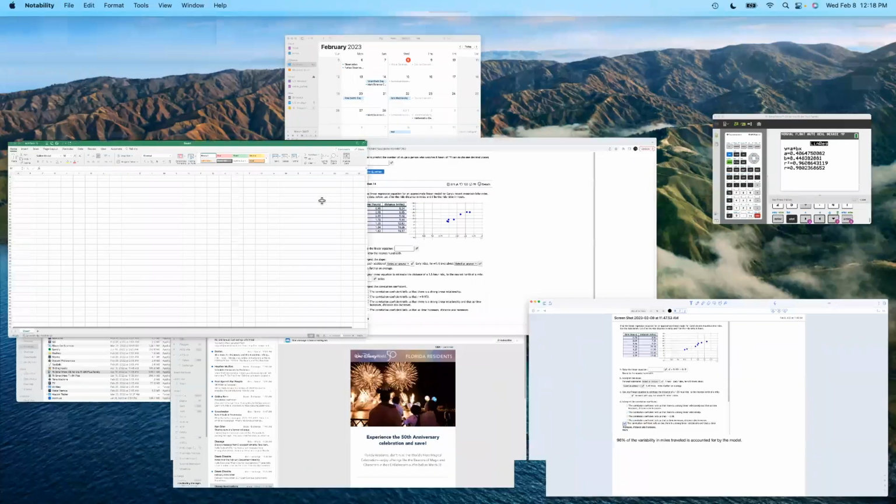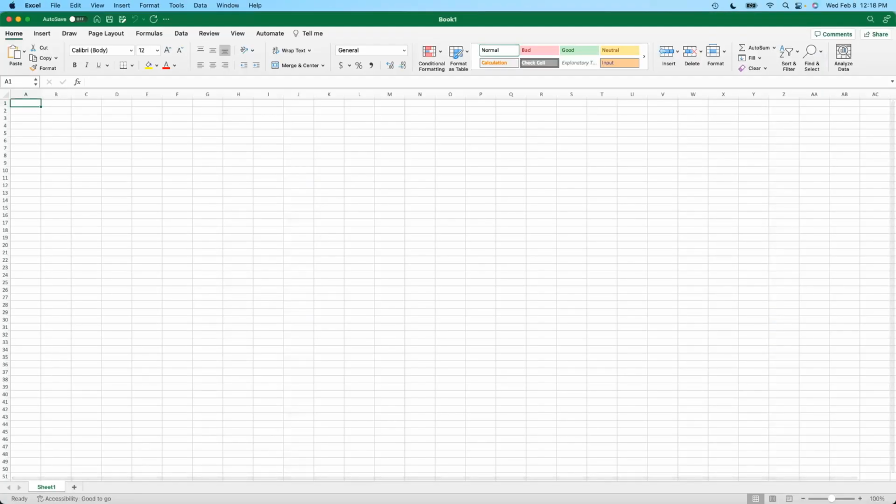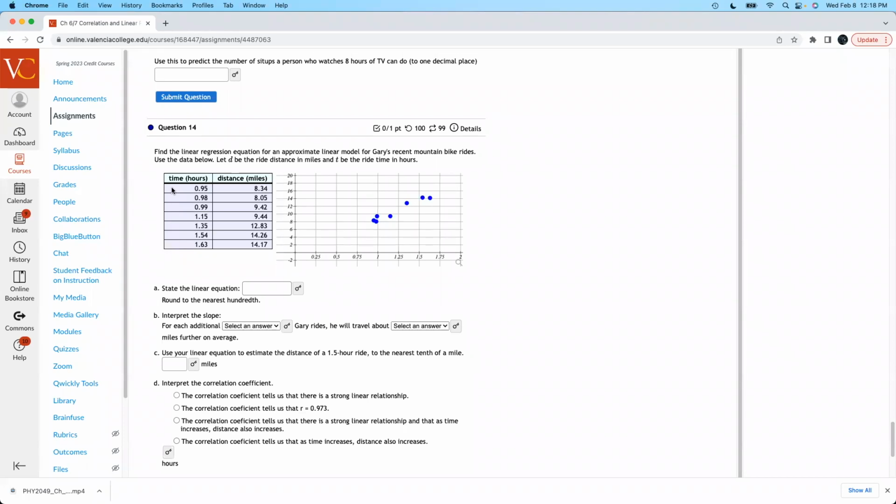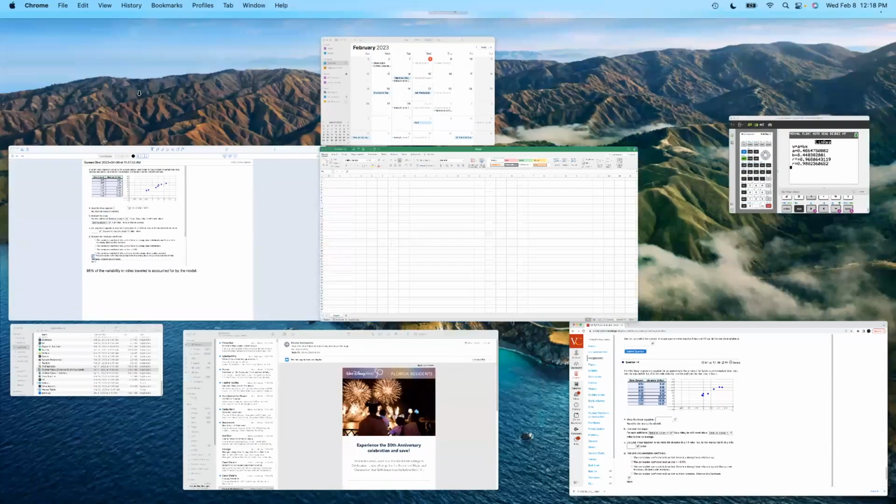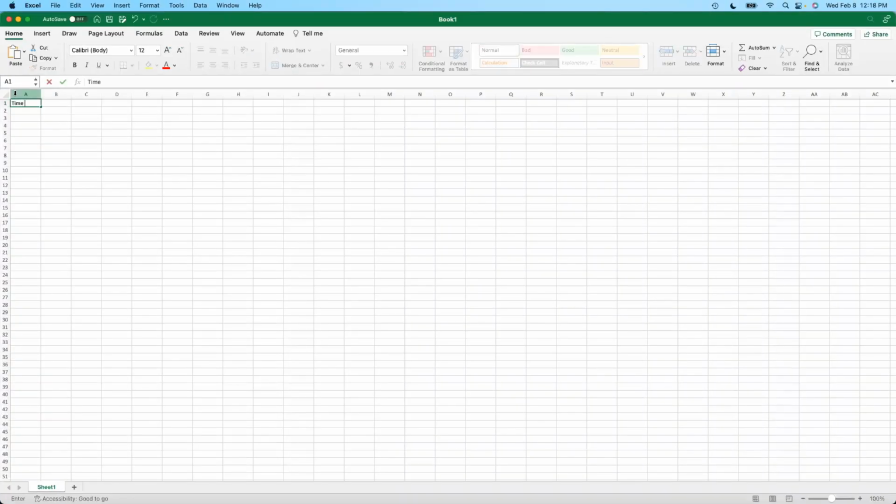So I got Excel open here. Now I could go through and type these, but sometimes when I'm really lucky, it will let me just copy and paste these over. So right now, Control C. So we had time in hours. I'm going to have to probably type these. The distance in miles.